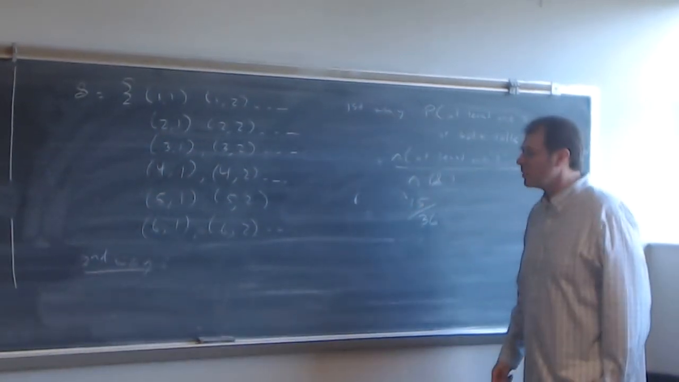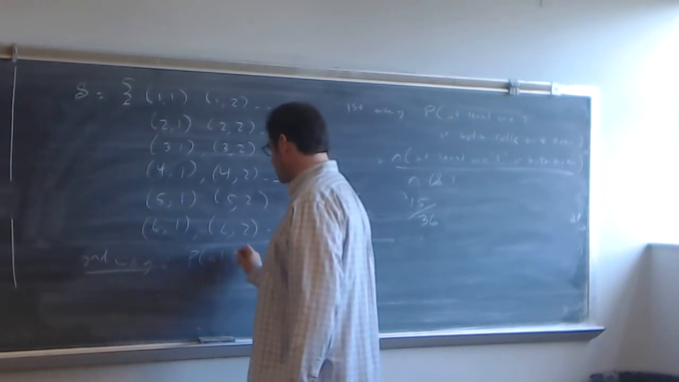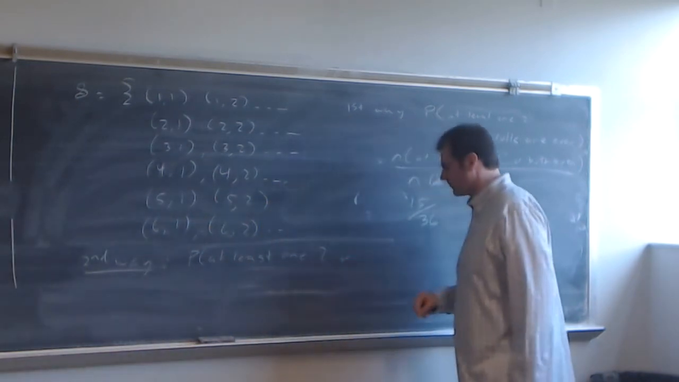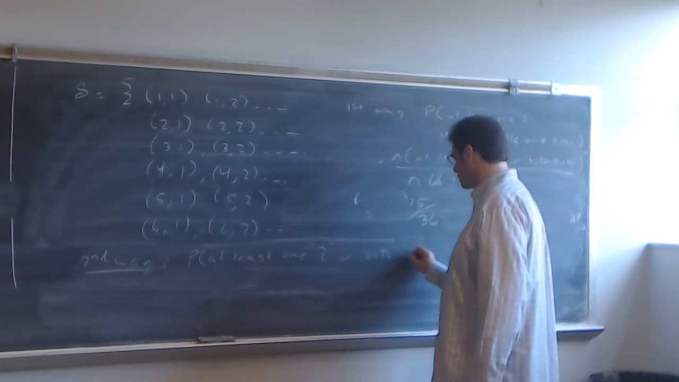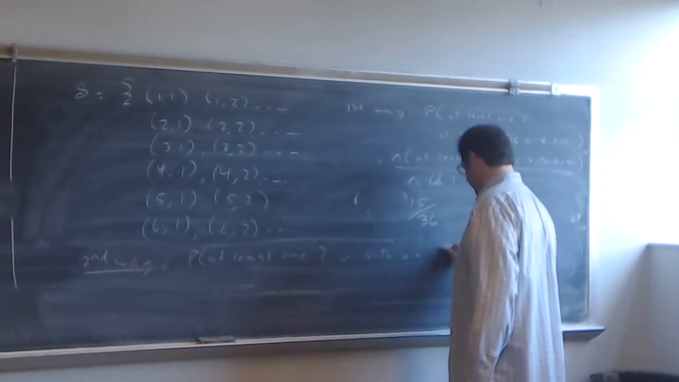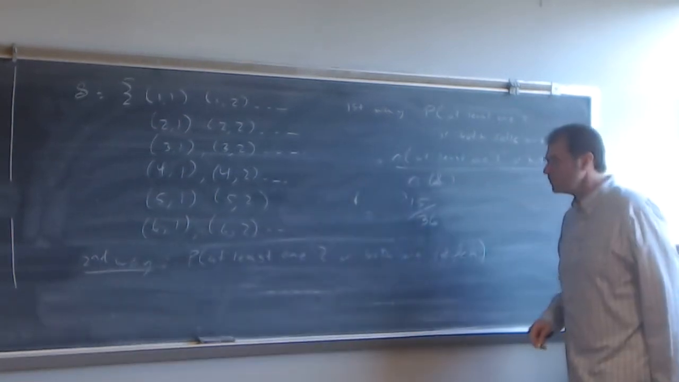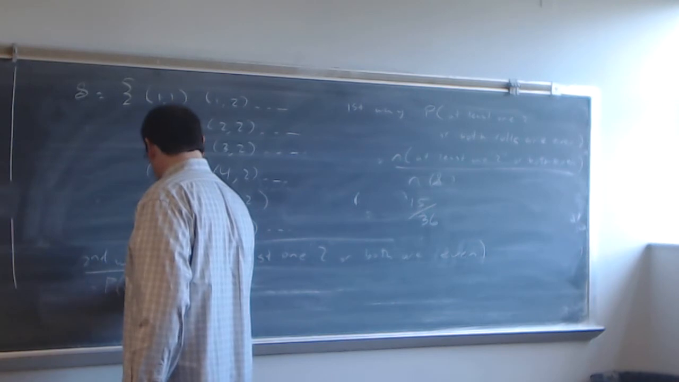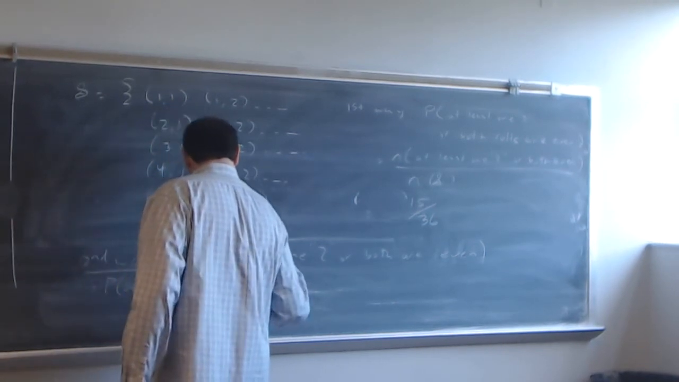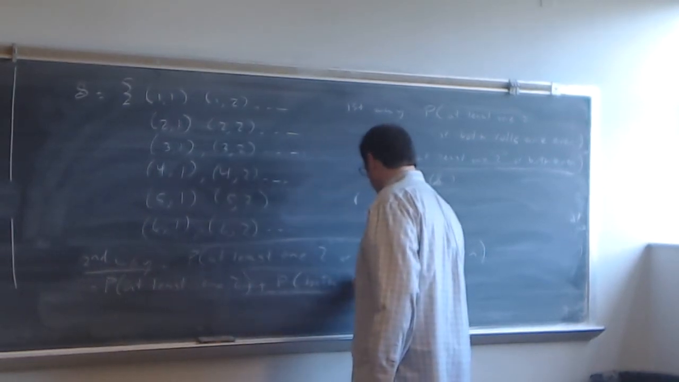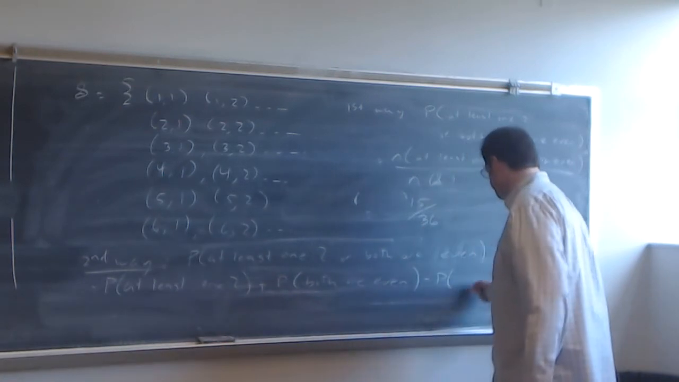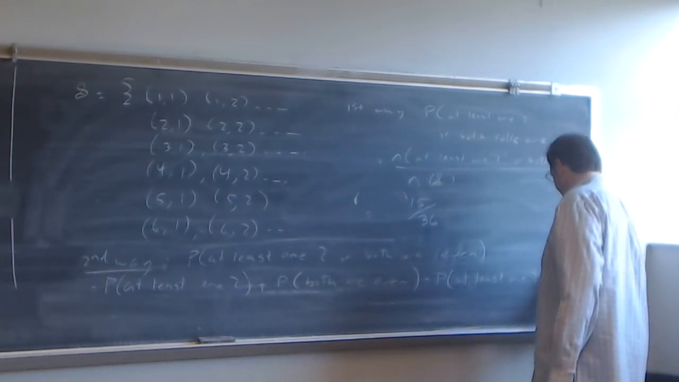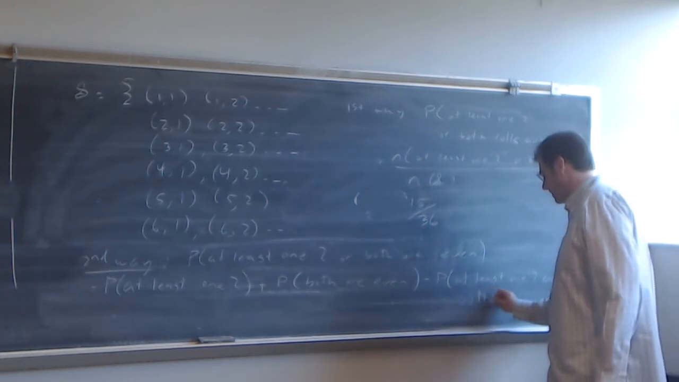The second way is using our formula. So the probability of at least one 2, or, so or is for the union, both rolls even, that's an A union B. And so our formula would be the probability of at least one 2, plus the probability of both are even, minus the probability of at least one 2 and both rolls even.